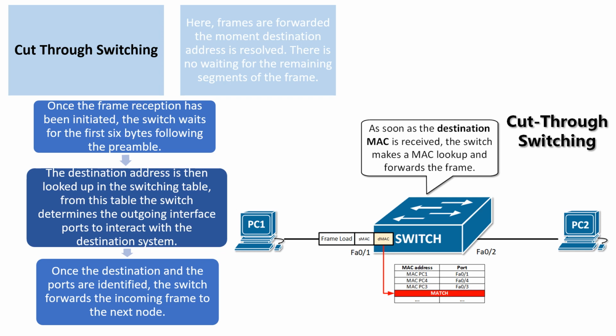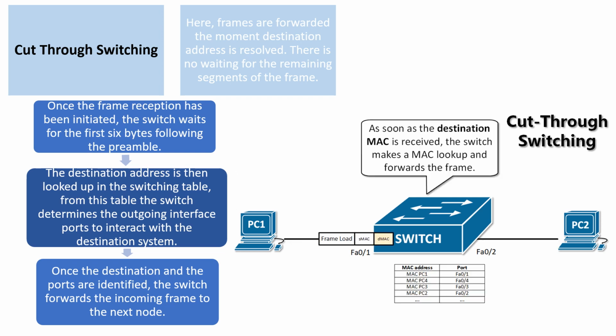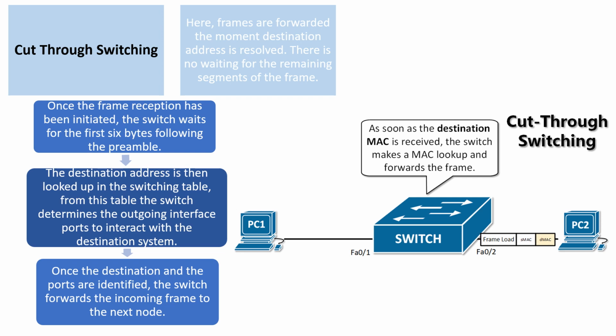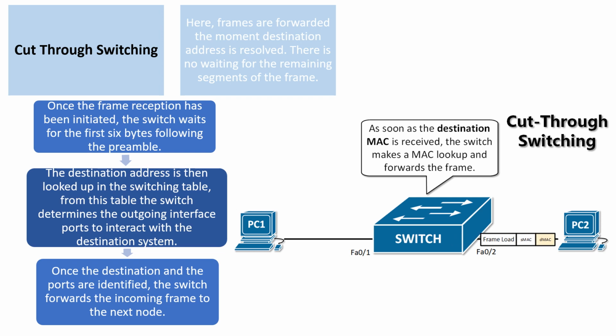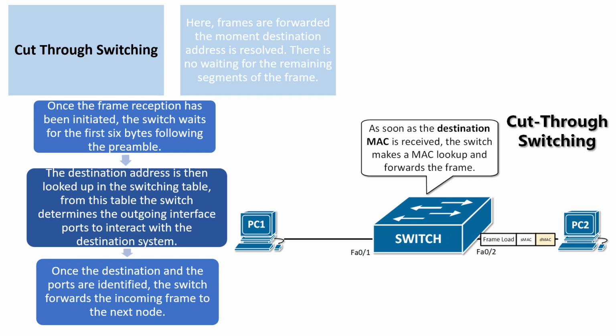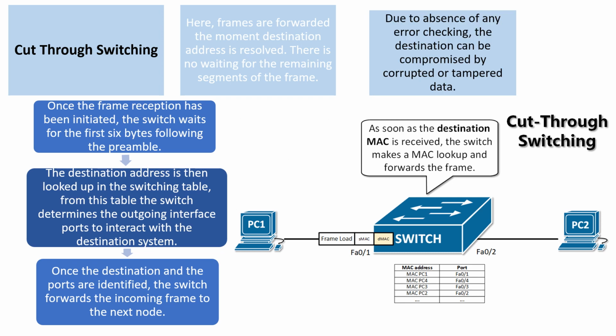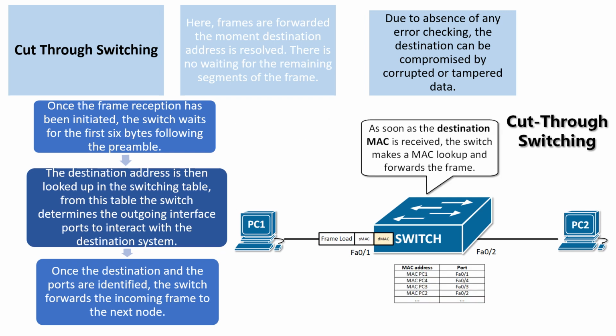This can be understood by this animation, where PC1 is sending data to PC2, and that is the frame load, in the sense that it is the data. As soon as the destination MAC is received, the switch makes a MAC lookup, and if a match is found for the destination MAC address and the destination port is obtained, then the frame is forwarded as soon as the destination address is resolved. Due to the absence of error checking, the destination can be compromised by corrupted or tampered data. So this is a disadvantage of this cut-through switching mode.